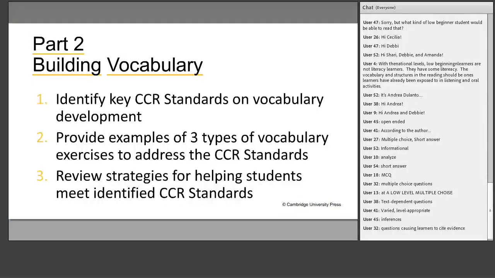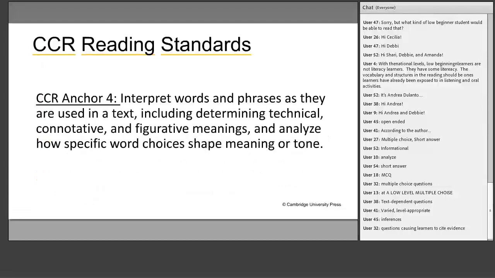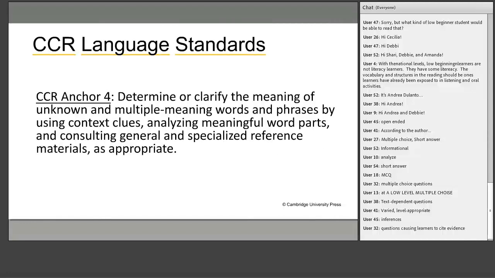In this section, we will identify the key CCR standards related to vocabulary, look at examples of 3 types of exercises that address the CCR standards, and review strategies for helping students meet the standards. As Sylvia pointed out, the goal of these exercises we are sharing is to put into action the major shifts in instruction required by the CCR standards. One of the college and career readiness standards that directly addresses vocabulary is anchor number 4 in the reading standards. Learners need to interpret words in context, especially how the meaning within the text determines the appropriate definition for the word.